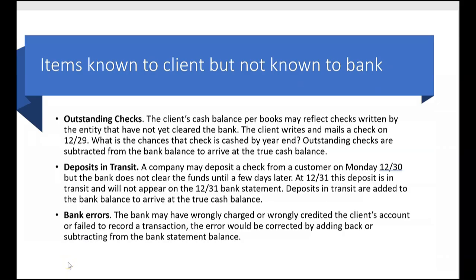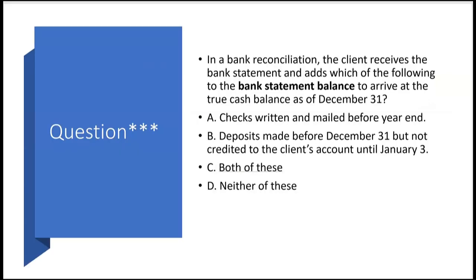So far, we've looked at items known to the client but not known to the bank, including bank errors, deposits in transit, and outstanding checks. Let's try this question. In a bank reconciliation, the client receives the bank statement and adds which of the following to the bank statement balance to arrive at the true cash balance as of December 31st? So you've got the bank statement. It's got the ending balance December 31st on it, but what do you have to add to that balance? Something that you know about that the bank doesn't.